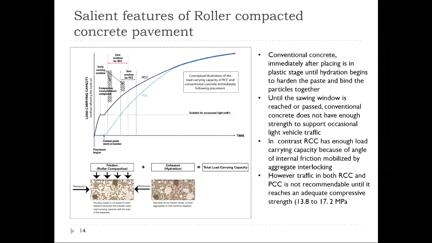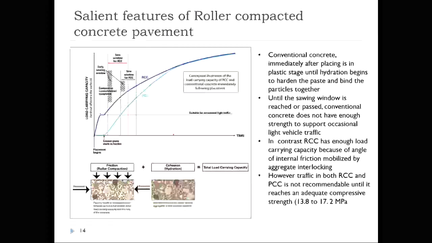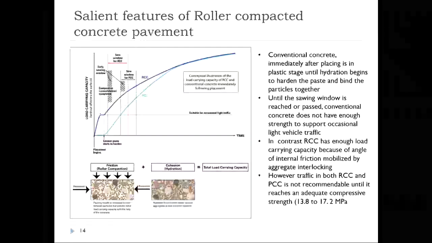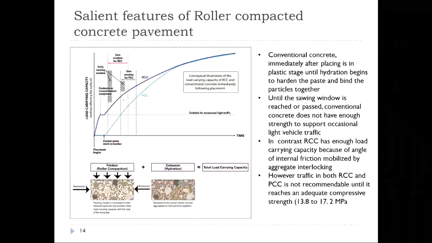Now, in the case of a conventional concrete pavement mix, you can see there are two lines being shown. The darker line is basically for a roller compacted concrete paving mix. Once you complete the compaction, you are able to mobilize sufficient interlocking. So it basically achieves sufficient strength when compared to a conventional concrete.